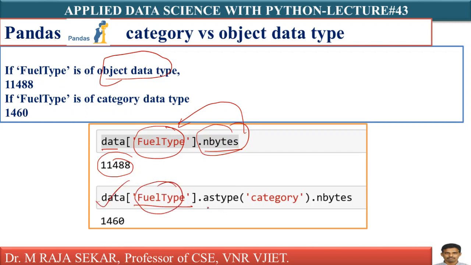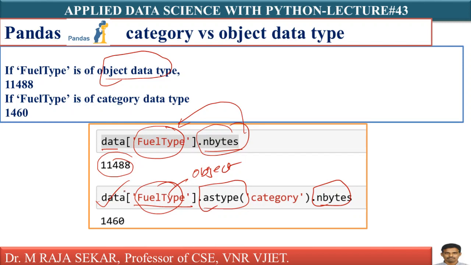Now, let me say data means data frame, fuel type is column name, astype means you are converting. This is originally object data type, and we are converting it into category data type. If you convert this and check nbytes, how many bytes does it require? Just if you observe, you will get 1460. 11,488 minus 1460 means almost 10,028, isn't it? That much difference there is, isn't it?